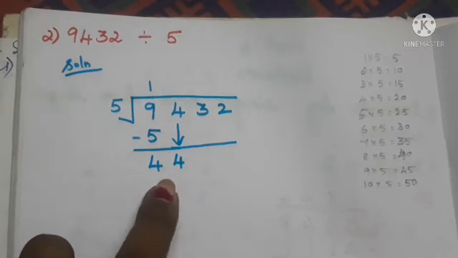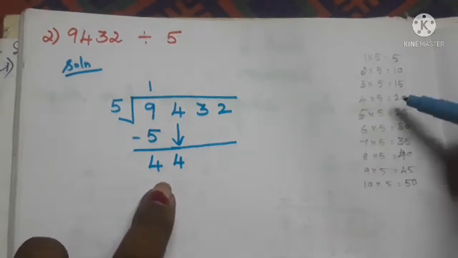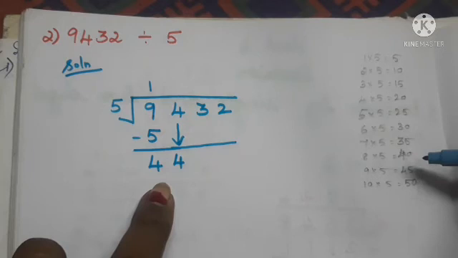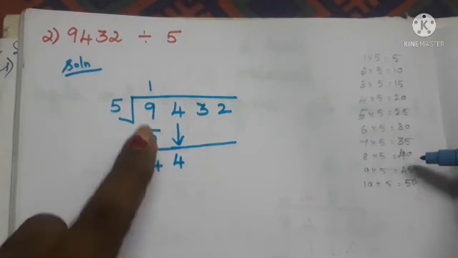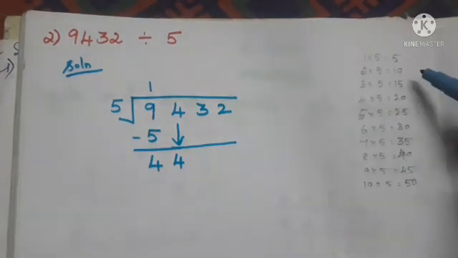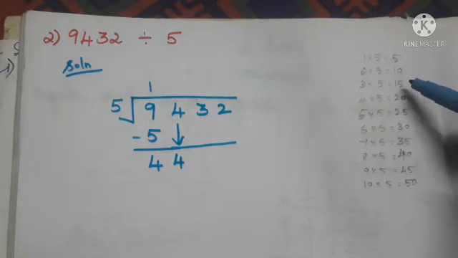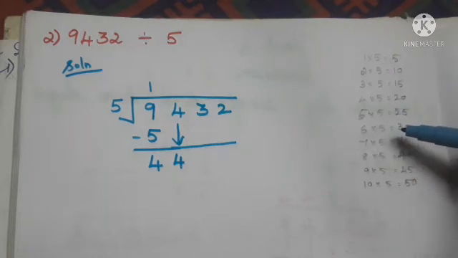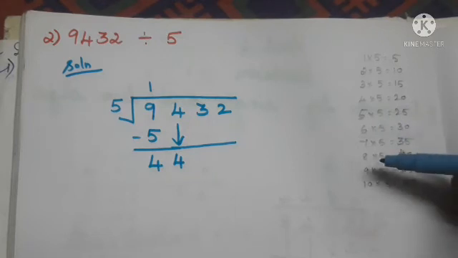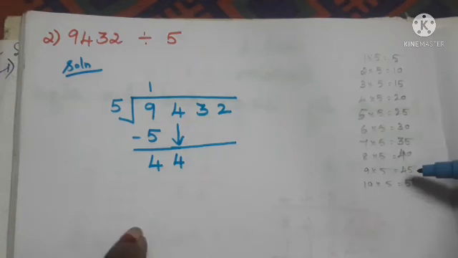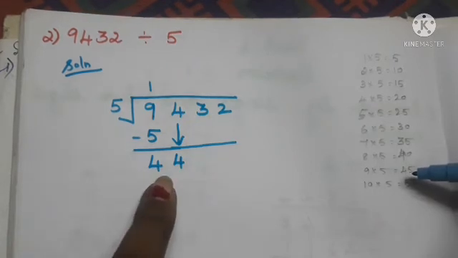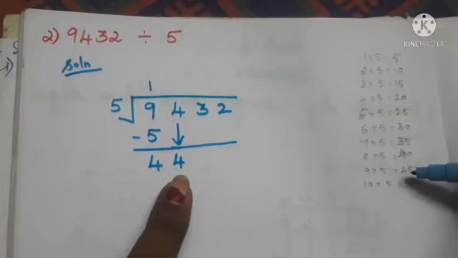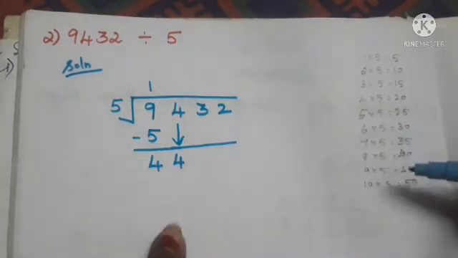Okay, 44. So we have to look at the 5th table and if we get 44 means we can directly write the answer here. Okay, so see, 1 5 is 5, 2 5s are 10, 3 5s are 15, 4 5s are 20, 5 5s are 25, 6 5s are 30, 7 5s are 35, then 8 5s are 40, 9 5s are 45. See, ma, 45 is there, but we have only 44. So if you have 45 means we can write 9 in the quotient, but we have only 44.